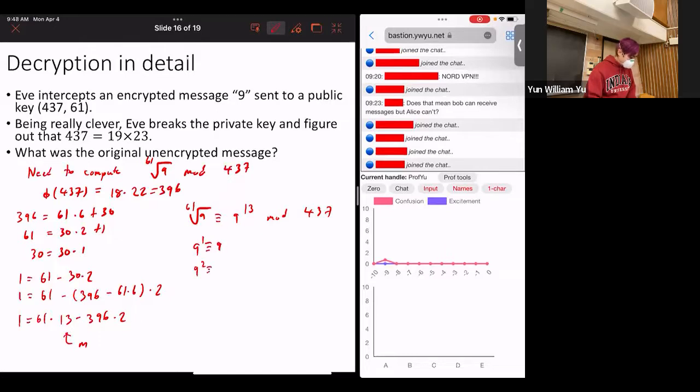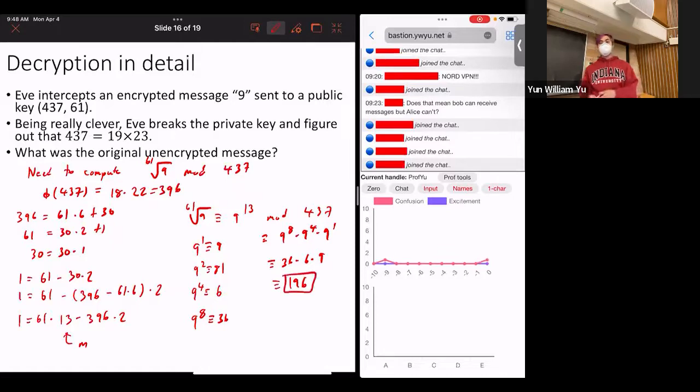9 squared is congruent to 81. 9 to the 4th is congruent to 6. You can multiply that out and check that. And then 9 to the 8th is congruent to 36. So this is congruent to 9 to the 8th times 9 to the 4th times 9 to the 1, which is congruent to 36 times 6 times 9, which is congruent to 196. Okay, so then Eve knows what the final answer is because she could break it by factoring.